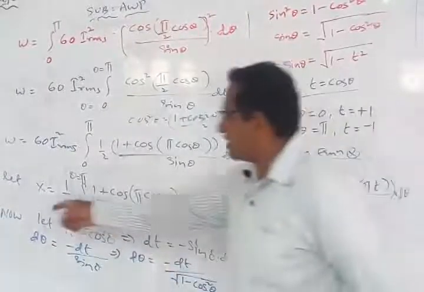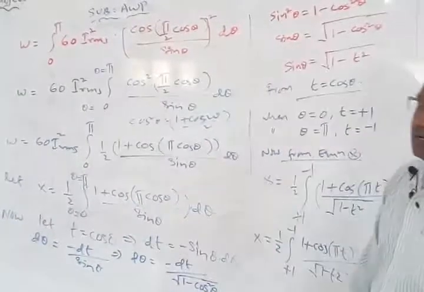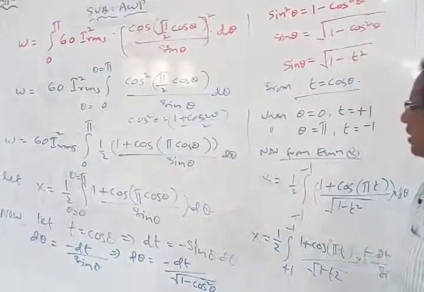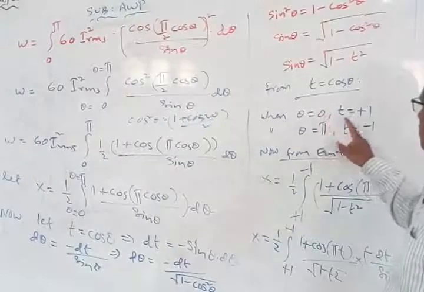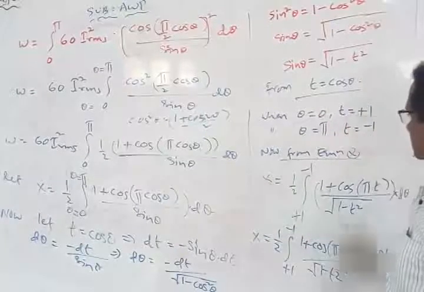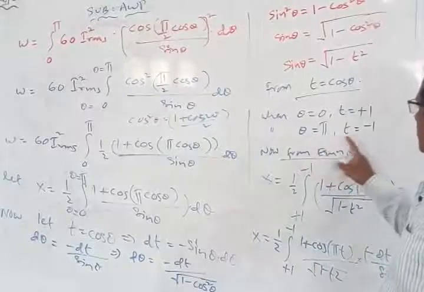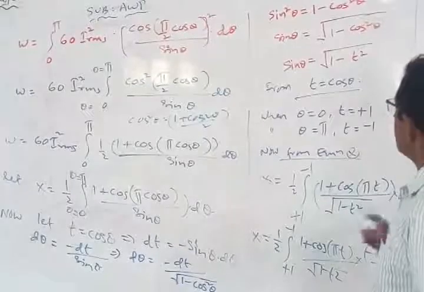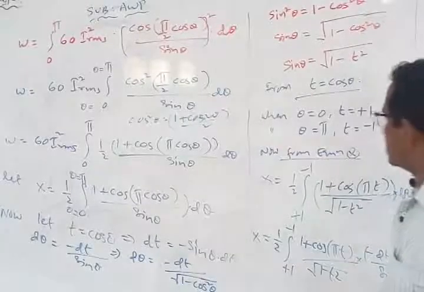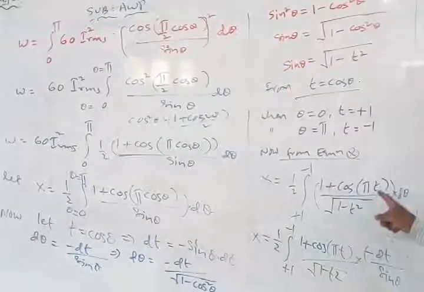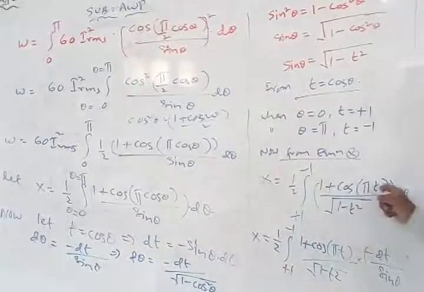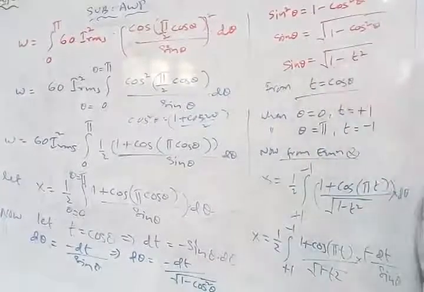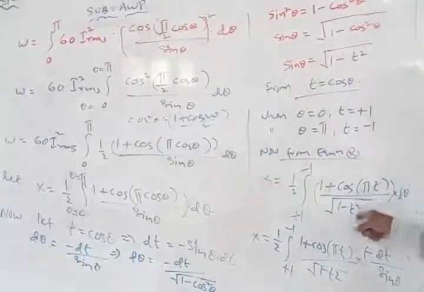So from the previous equation for x, we now represent theta in terms of t. Therefore I will write x is equal to 1 by 2 integral, for theta is equal to 0 we replace with t whose value is plus 1, and for theta is equal to pi, t is equal to minus 1. I make these substitutions. Next I write the previous equation as it is, 1 plus cos of pi cos theta, and cos theta is t, so pi t. What is sin theta? Sin theta is equal to under root of 1 minus t square, which I substitute here.